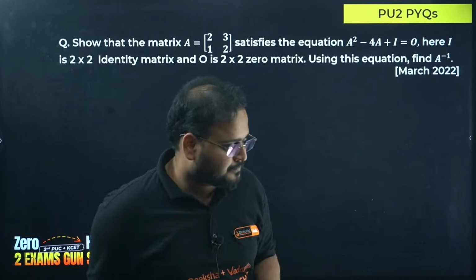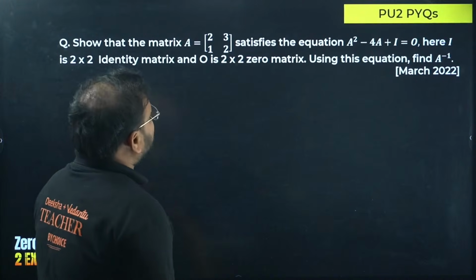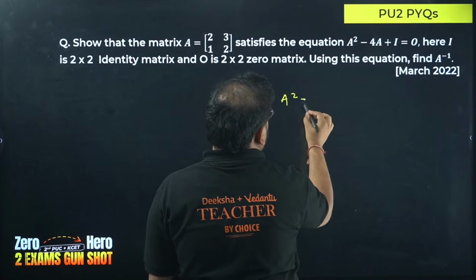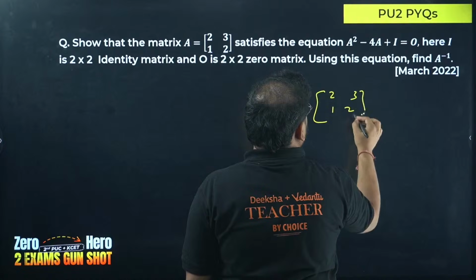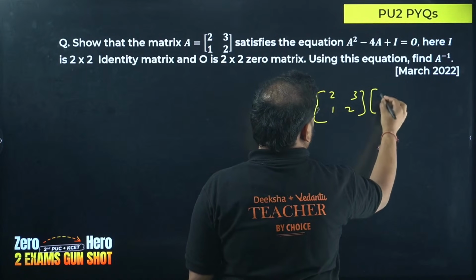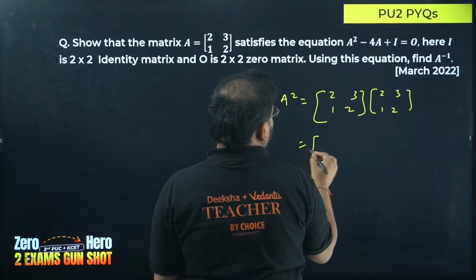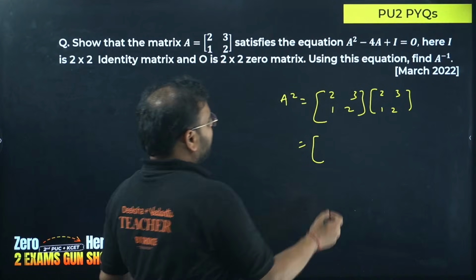That's it. Moving on. We need to show that the matrix A satisfies the equation over here. So you have to find A square first. What do we have? A is [2, 3; 1, 2]. This is a 2 by 2 matrix multiplied by a 2 by 2 matrix. I hope all of you know this, at least. So [2, 3; 1, 2] times [2, 3; 1, 2]. Can we get the result?